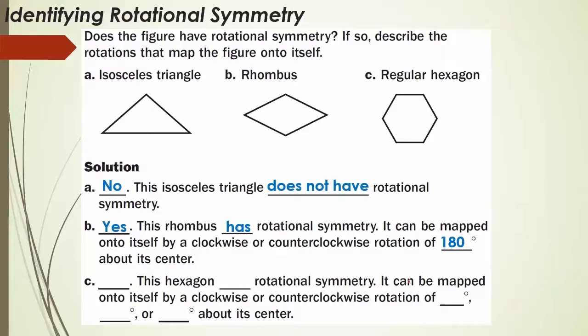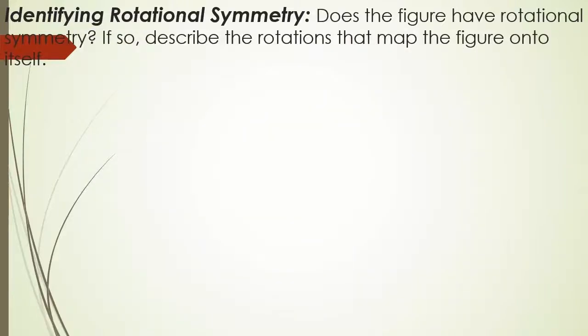Finally, a regular hexagon. I can turn this hexagon about 60 degrees, either counterclockwise or clockwise, and it will look like it hasn't turned at all. So yes, this hexagon does have rotational symmetry. It can be mapped onto itself by a clockwise or counterclockwise rotation of 60 degrees, 120 degrees, or 180 degrees about its center. Alright, checkpoint problems 3, 4, and 5 are yours.